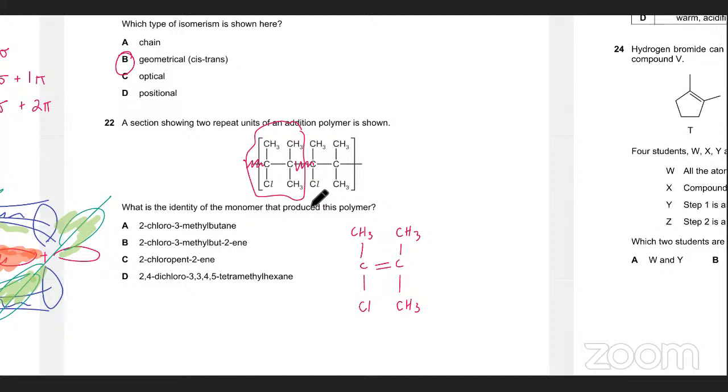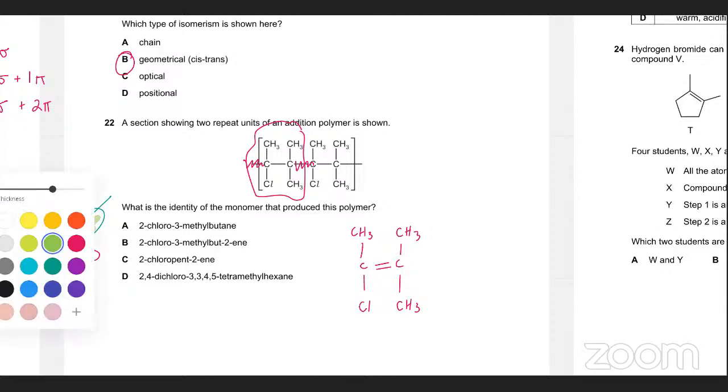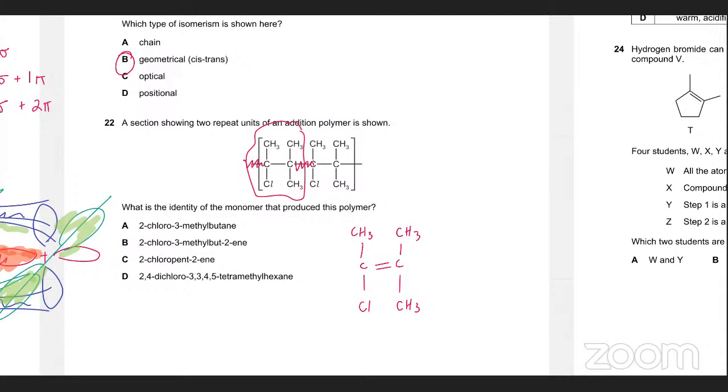So we need to name this. It's a question more about naming. So can anyone tell me what the name of this molecule is? Like, what's the longest chain? How many carbon atoms? 3 carbon atoms. No, 4 actually, 4. Okay, so let's take this one. This is 4 carbon atoms. So that is definitely but-. And where's the double bond? Second or third or first? What position? Sir, 2 chloro and 3 methyl.